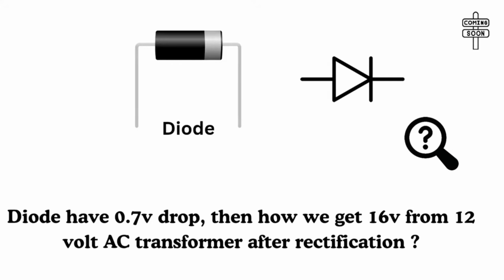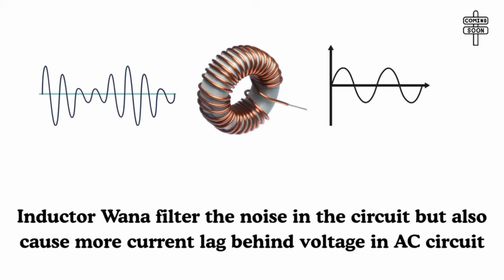Diode have 0.7 volt drop. Then how do we get 16 volt from a 12 volt AC transformer after rectification? Inductor wants to filter the noise in the circuit, but also causes current to lag behind voltage.